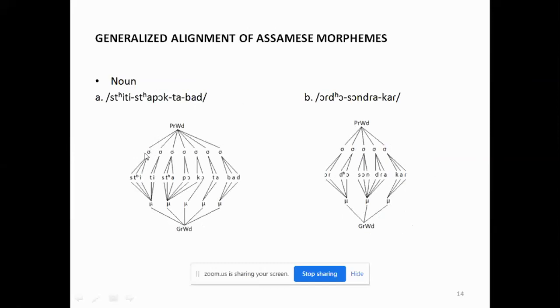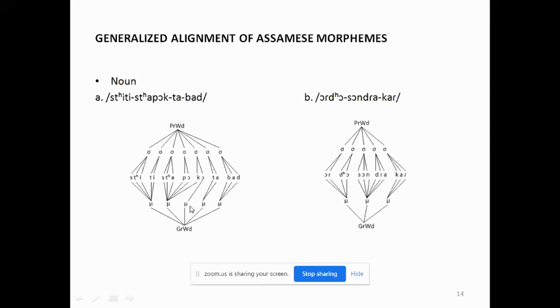The syllable breaks are there: thi, ti, tha, po, ko, ta, bat. But in a grammatical structure, we get only five segments. And the word sthiti in grammatical structure became two syllable segments in prosodic structure. Also the sthapak, a single morpheme, is broken into three parts in prosodic structure.